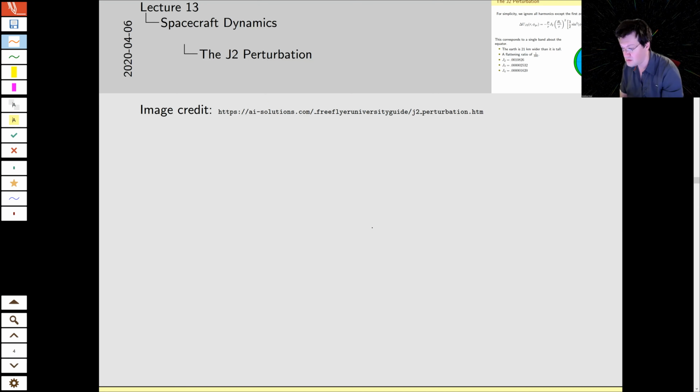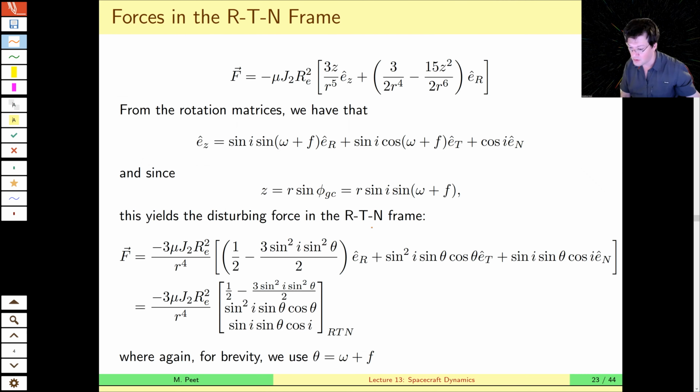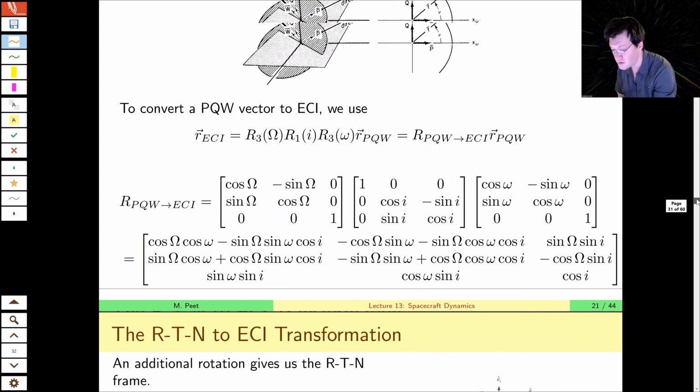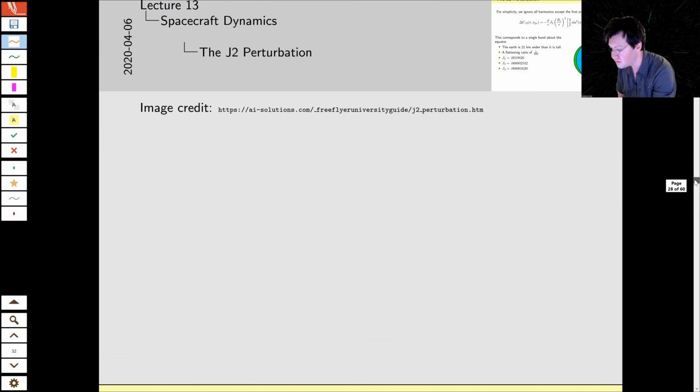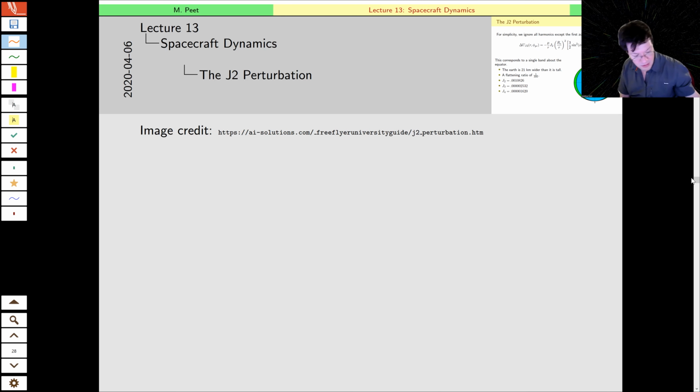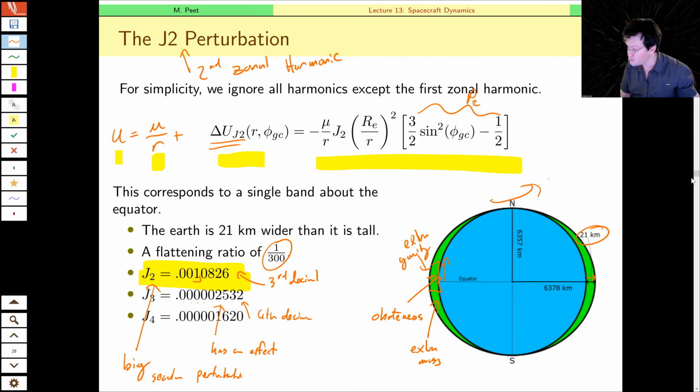Just skip ahead. All right. Oh, too far. Here we go. Got some image credits there.